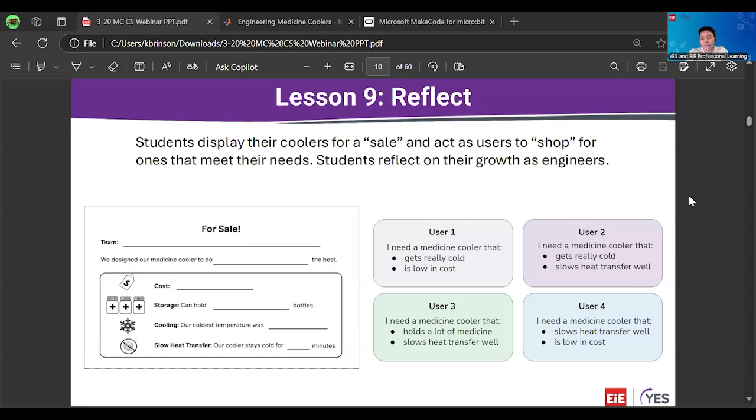So each user has different preferences and needs, which really highlights that for students, the medicine cooler, if you've designed it to be the cheapest and hold the most amount of medicine, somebody might want this, but somebody else might not if they are looking for a medicine cooler that gets really cold instead, for example.